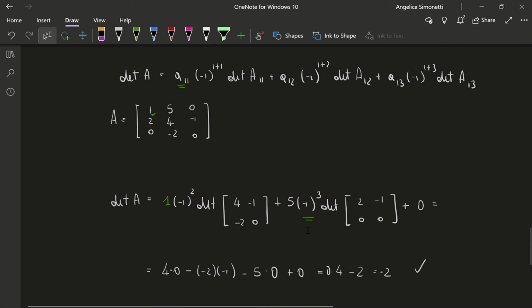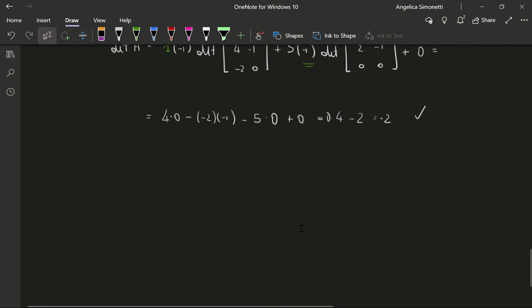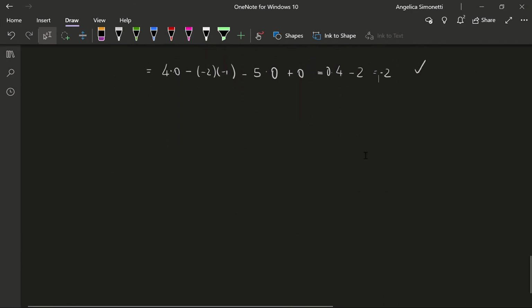And this is how you would compute any determinant. If you look at this formula, it's really recursive, right? Every time you reduce to a smaller matrix until you get to 2 by 2 matrices, and then you know how to compute those determinants, and that works very easily. Okay, let me stop here.